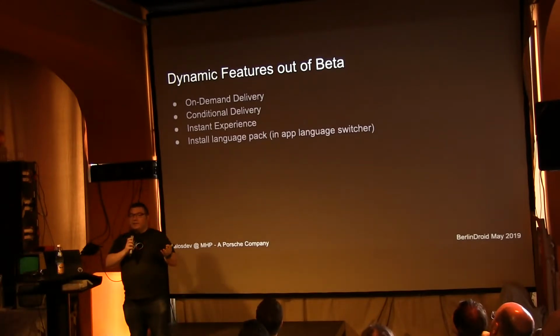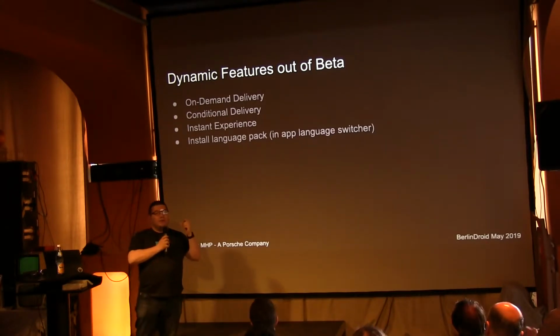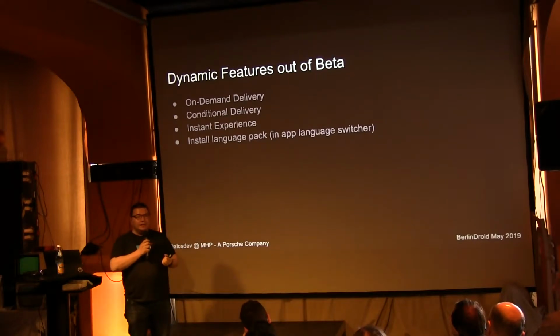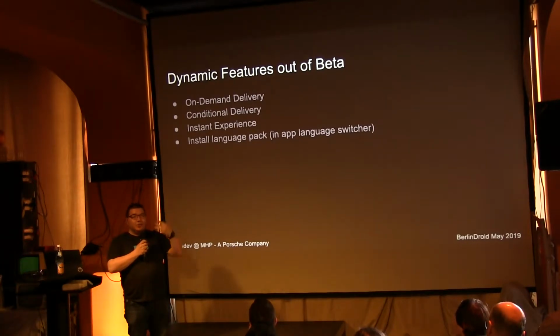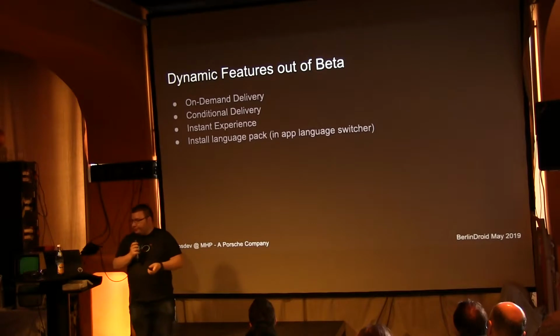And with on-demand delivery, you can say, okay, I have now a feature in my application which I want to have only when the user clicks a button. For example, you have something like a chat with a support team or a direct call over the application, which you only download if the user really clicks, I want to call the support, and then it on demand downloads the feature for you.